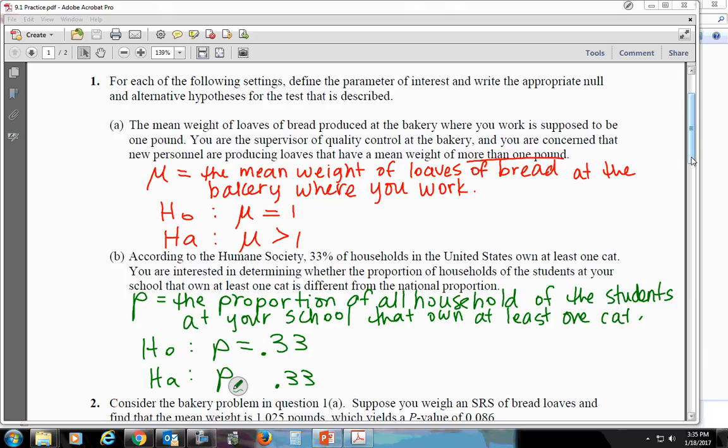Does everybody agree with not equal to? You think greater than? Greater than. Why are you saying greater than? Because it says at least one. Why are you saying not equal to? Because it's saying different. Is different from.